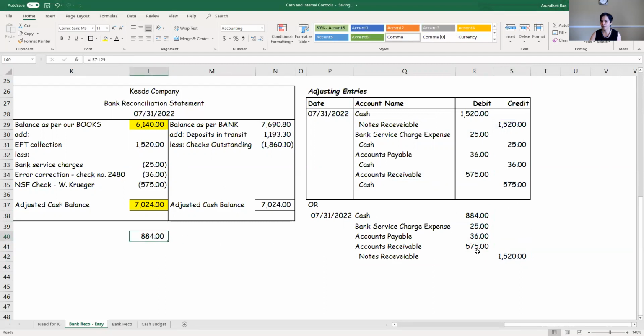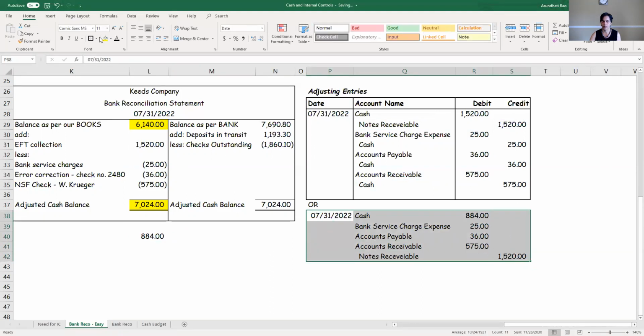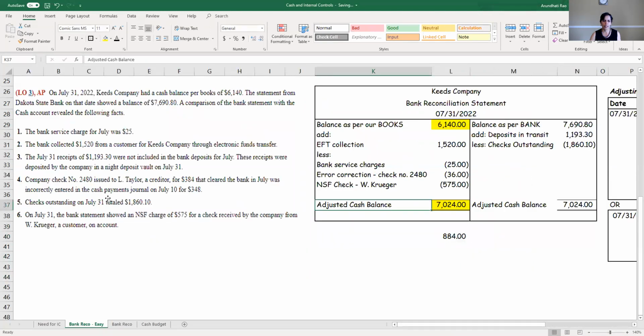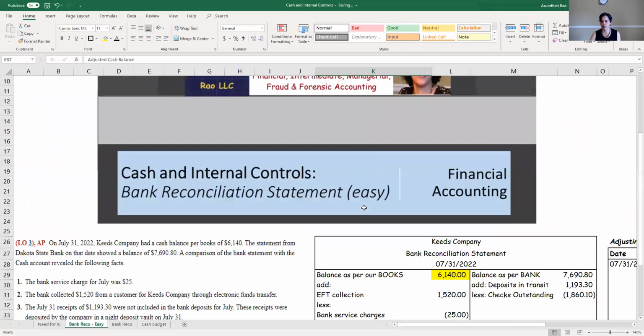So when I post this journal entry, either I do just this one journal entry, or I do the journal entries that are above over here. Either way, the individual accounts have to be updated so that all the corrections and adjustments can be made to those respective accounts. When I do this, my cash balance is going to be 7,024, and that in fact is the correct balance that I can take into my balance sheet. So this was a relatively easy exercise in which we didn't have anything complicated. All the information was straightforward, and I could put the information in the bank reconciliation statement to arrive at the adjusted or the true cash balance.